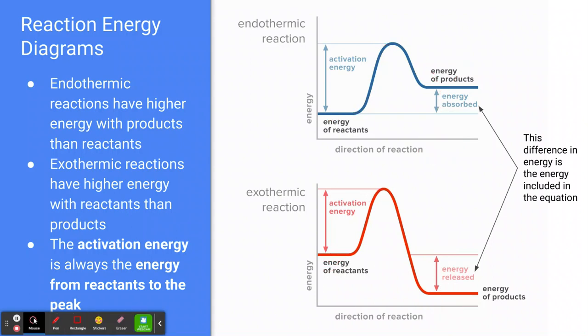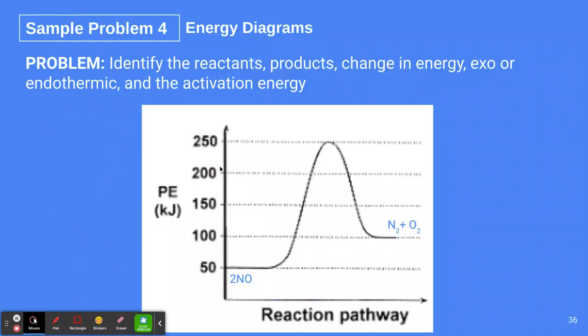So the last thing here would be one more practice problem. For this one, I want you to identify the reactants, the products, the change in energy, whether it's exo or endothermic, and calculate the activation energy. All right, so for this one, our reactants would be nitrogen monoxide, and our products would be nitrogen and oxygen. So that's our reactant, that's our product.